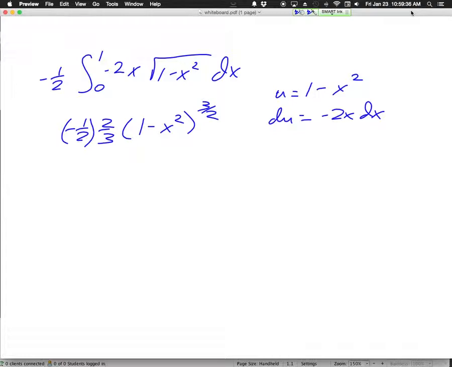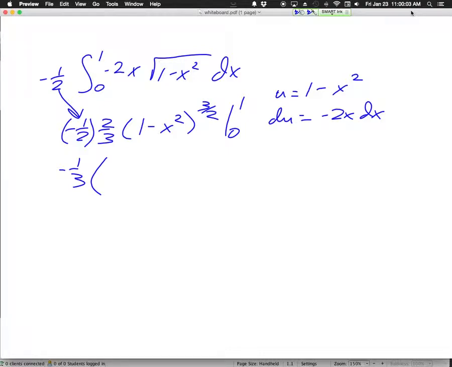out front. Whoa. Time out. Where'd that come from? Right here. This comes down there. The only thing that moves down is what's outside of the integral. If it's not outside the integral, it's not going to come down. So this means I've got a negative 1/3 out here, and we want to evaluate this from 0 to 1.